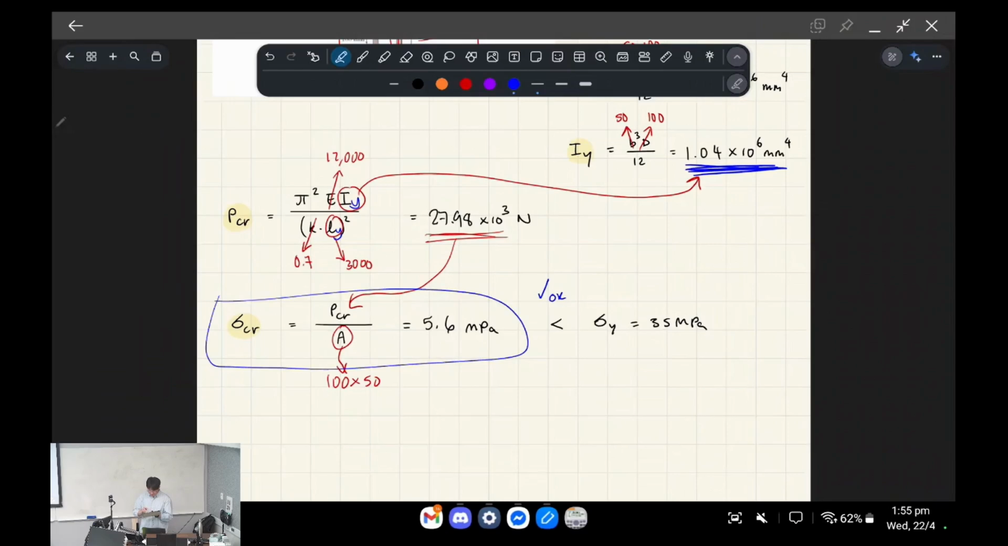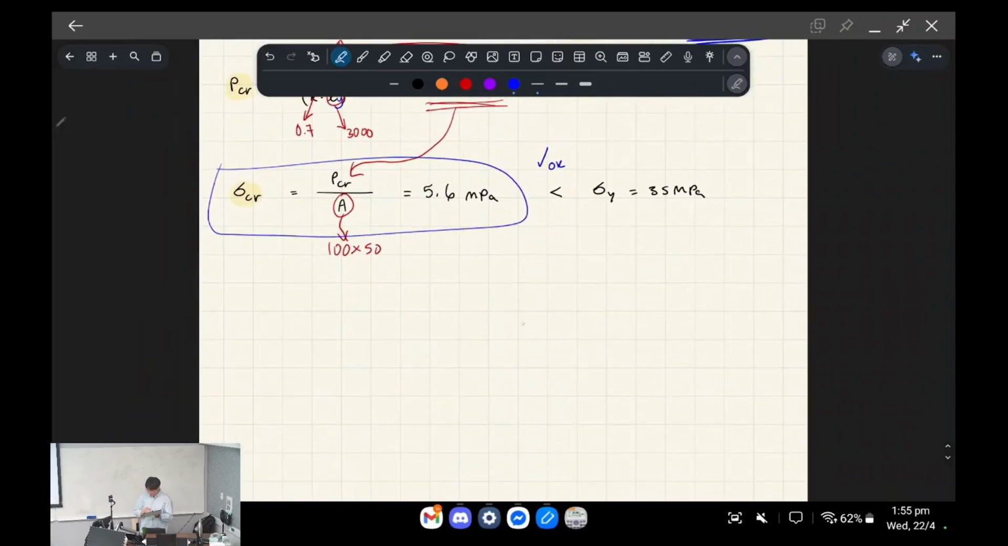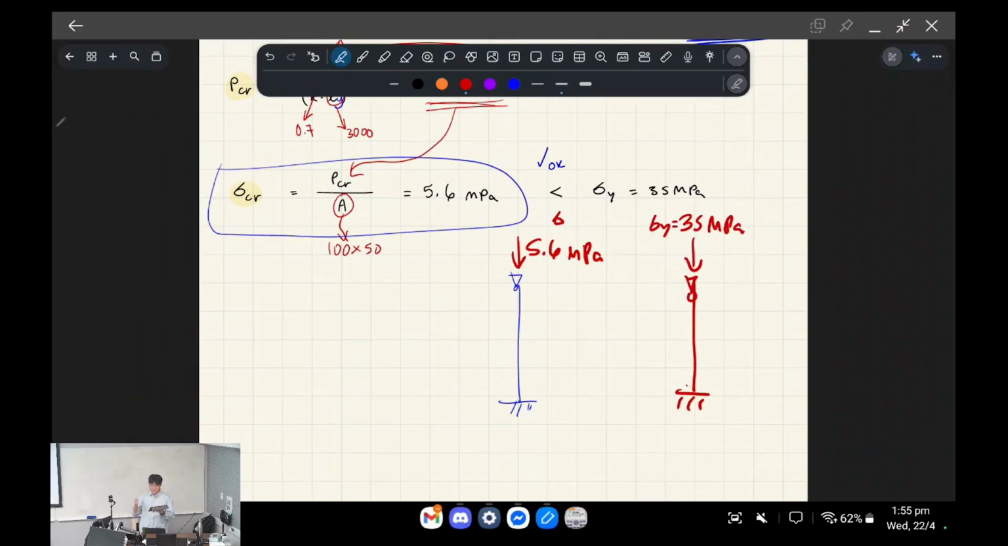Basically, this is the stress that causes buckling, right? So if I draw that column, if I apply 5.6 MPa of stress at the top, it's going to cause the column to buckle, okay? I need to apply 35 MPa for it to yield, okay? So which one's going to happen first? Okay, sorry, that's what I meant to say. The buckling will happen first, right?